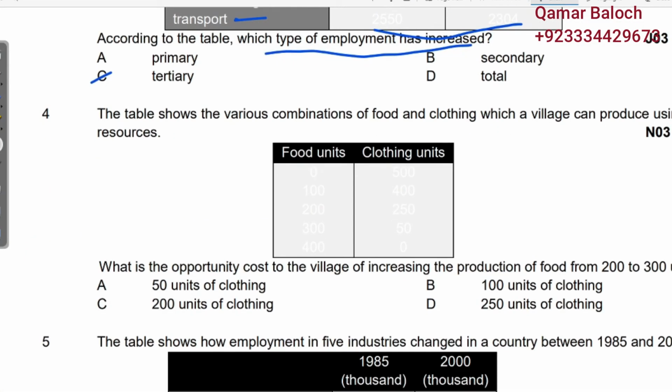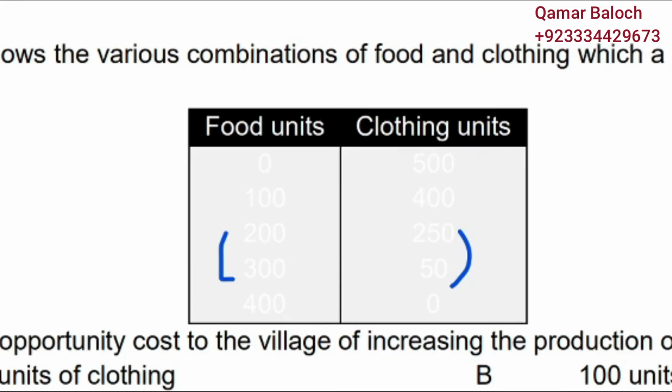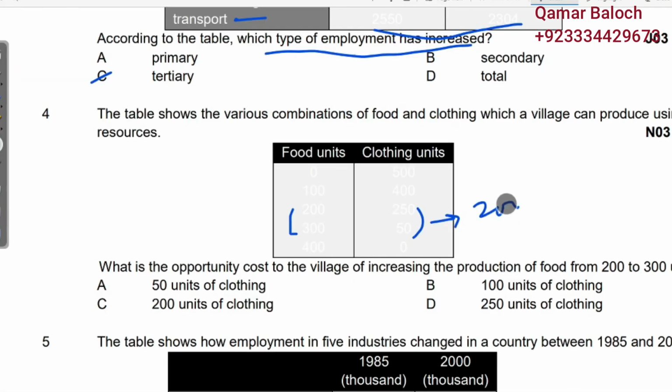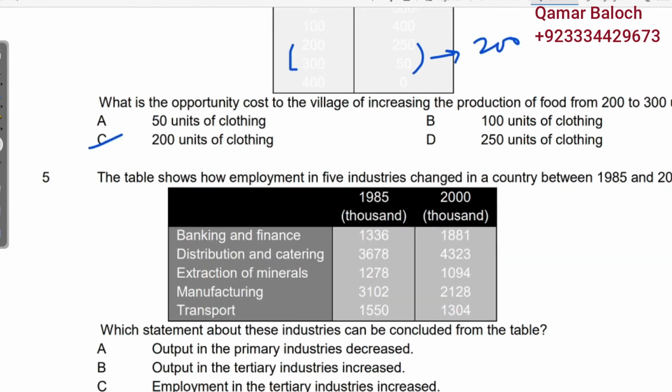Now coming to question number 4. Question number 4, the table shows various combinations of food and clothing which a village can produce using all its resources. What is the opportunity cost to the village of increasing production of food from 200 to 300? If we are producing food from 200 to 300, against that we are sacrificing clothing. 250 to 50, that is 200 units of clothing. So 200 units of clothing will be sacrificed, which is the opportunity cost.